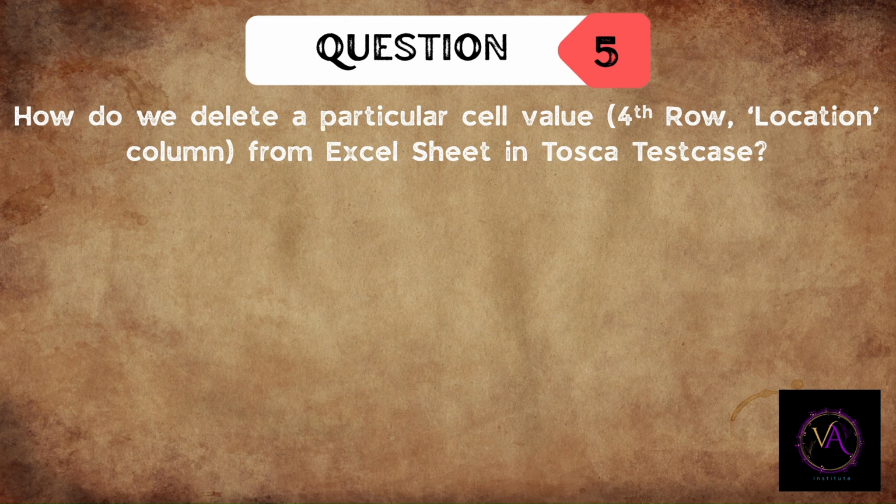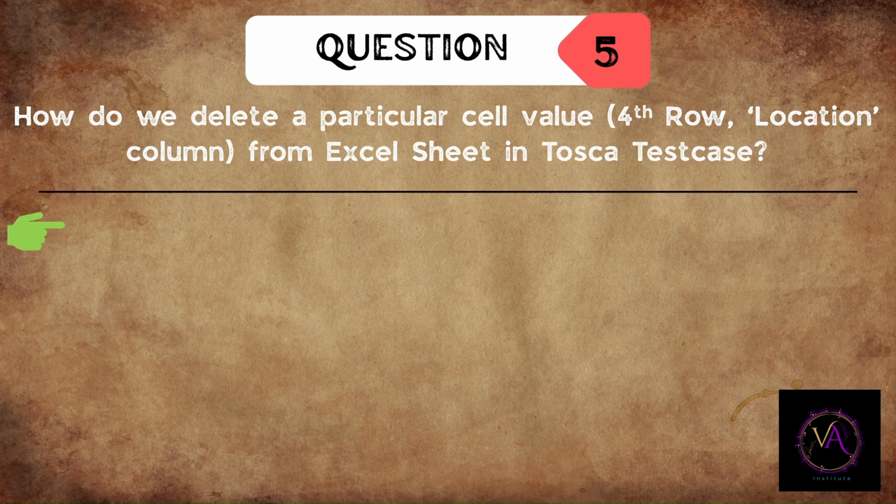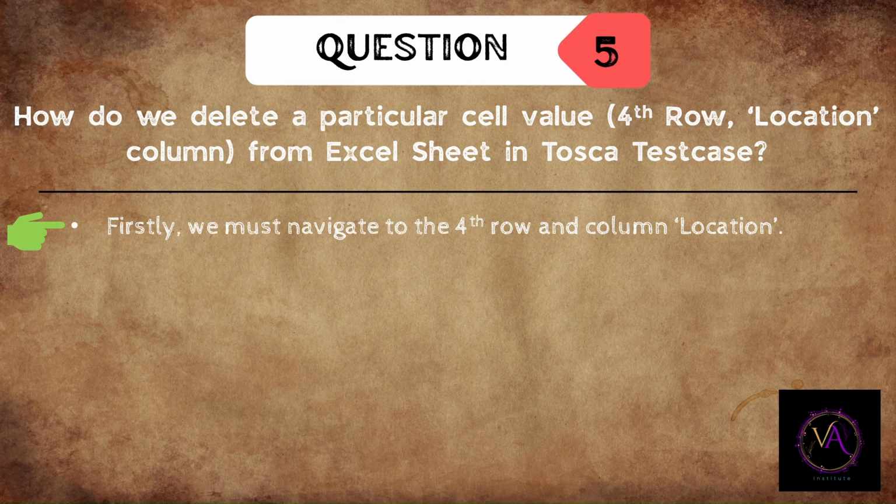Now, actually, that won't work in your Excel sheet. That will work as an instruction or an action onto a web page on a particular place to delete something. But here in an Excel sheet, it won't work. So how do we handle it? How do we delete a particular cell value? It's a very simple, it's very small technique. So the answer to this would be, firstly, we must navigate to the fourth row and column location. How do we do that?